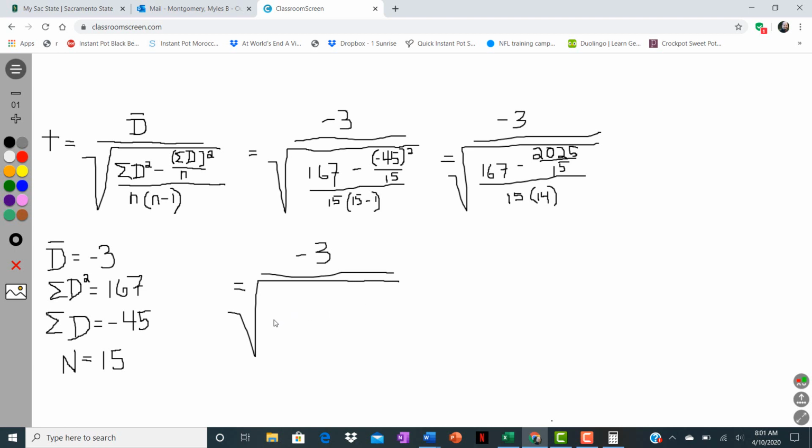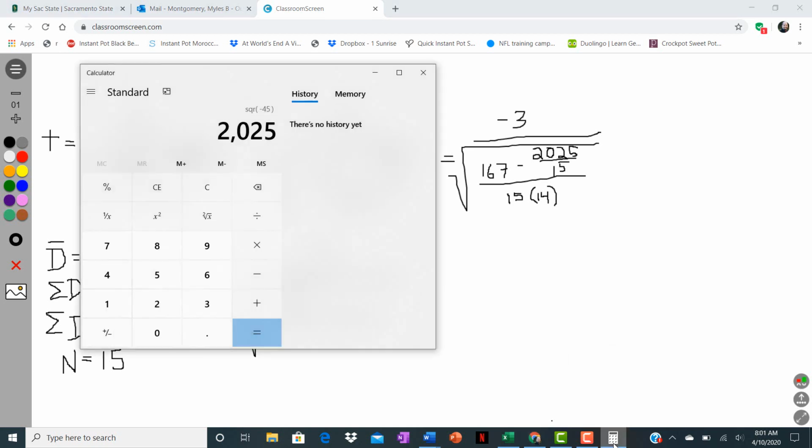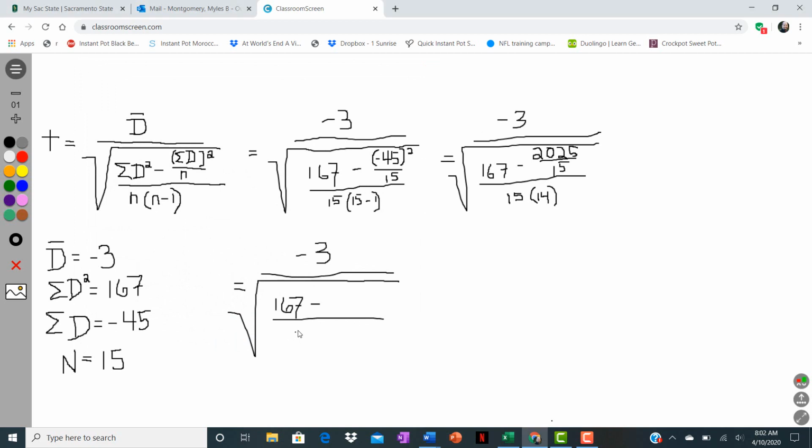Okay, so this will be the same, 167, minus... Well, let's go ahead and just take care of that denominator really quickly. Let's just go like this. Clear that out, and we'll say 15 times 14, just to get that out of the way so we don't have to keep worrying about it. Okay, 210. All right, so we'll make sure this is 210 below here.